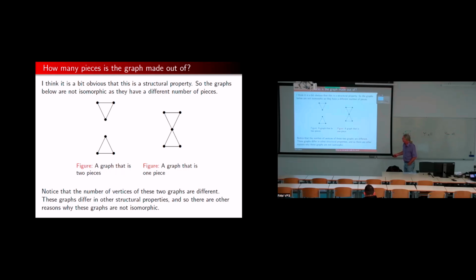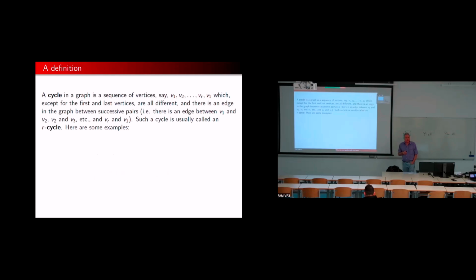Okay. I have to give you a definition or two before I get to the next property. So the first one is a cycle. And here I'm going to give you sort of the mathy definition, so at least you can see one. So it's going to be a sequence of vertices, and I'm just going to call them V sub 1, V sub 2, up to V sub R, and then V sub 1. So the first vertex and the last vertex are the same, but all the other vertices, V2 through VR, are all different and all different from V1.